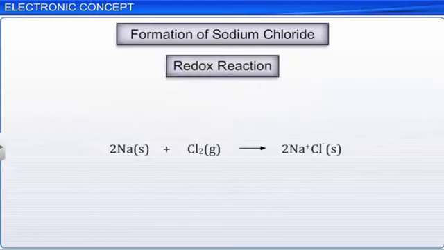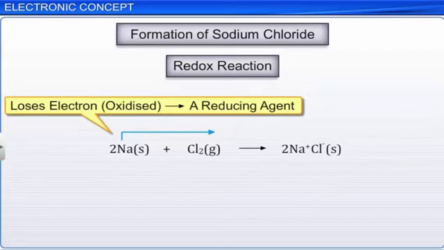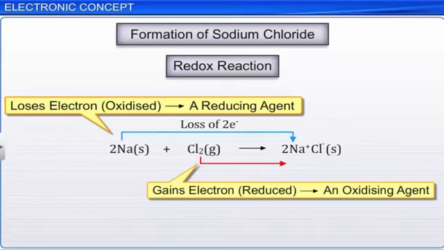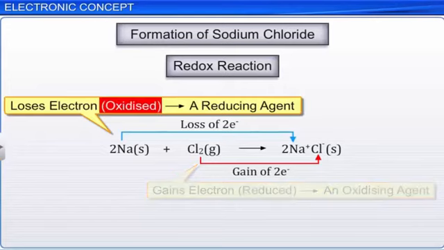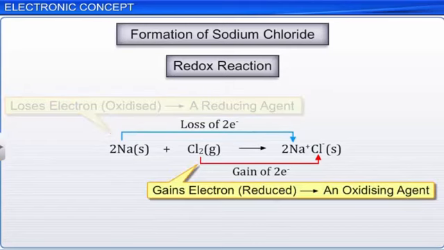In a redox reaction, the substance that donates electrons to reduce the other substance is known as a reducing agent. On the other hand, the substance that accepts electrons to oxidize another substance is known as an oxidizing agent. In this process, the reducing agent gets oxidized and oxidizing agent gets reduced.